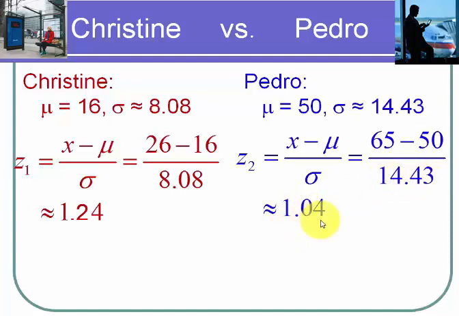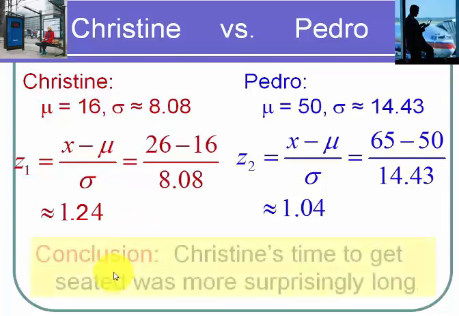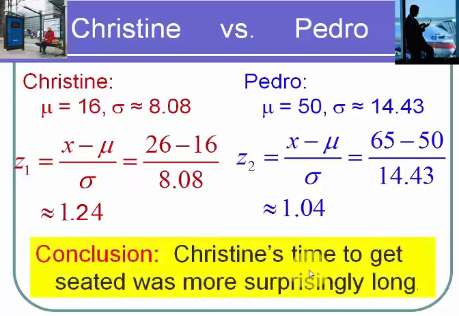Remember, z-scores talk about how surprised you might be, how rare it would be to be at that value. And for Christine, her z-score was 1.24 versus Pedro, which was 1.04. Christine's z-score is larger, so Christine would be more surprised. So we can conclude that Christine's time to get seated was more surprisingly long.